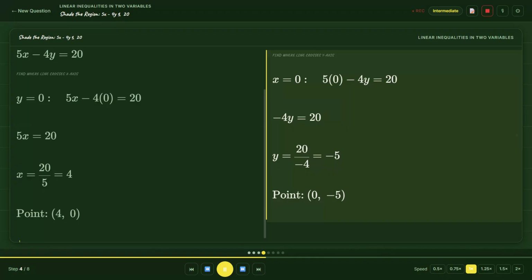Now let's find where the line crosses the y-axis. We put x equal to 0. Then we get negative 4y equals 20. Split 20 into 4 equal parts and we get 5. But it's negative, so y equals negative 5. Our second point is (0, -5).